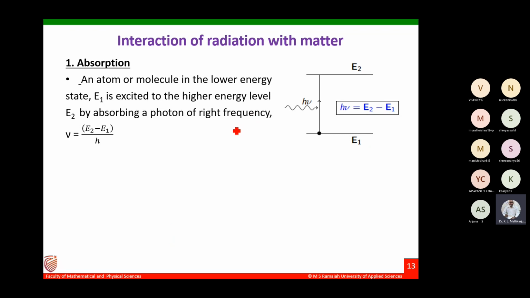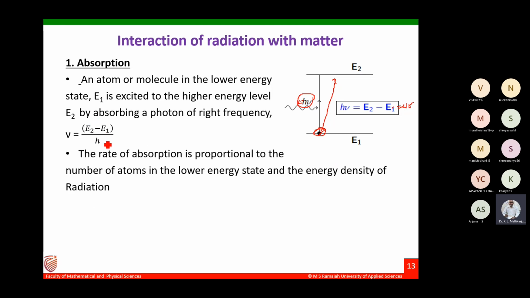Let us consider the first case, absorption, also called induced absorption. Whenever an incoming photon hits the atom which is in the ground state, it makes it go to a higher energy level. That happens only when the incoming photon's energy is exactly equivalent to the energy difference between the two energy levels. Therefore the frequency of absorption is given by E2 minus E1 by h.